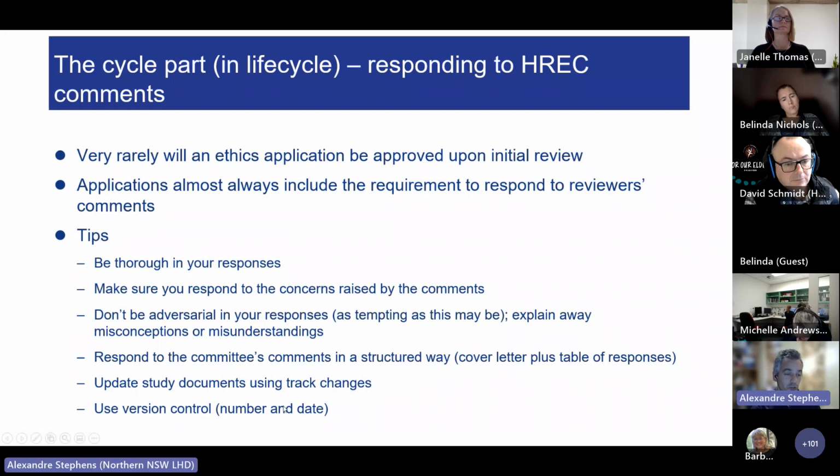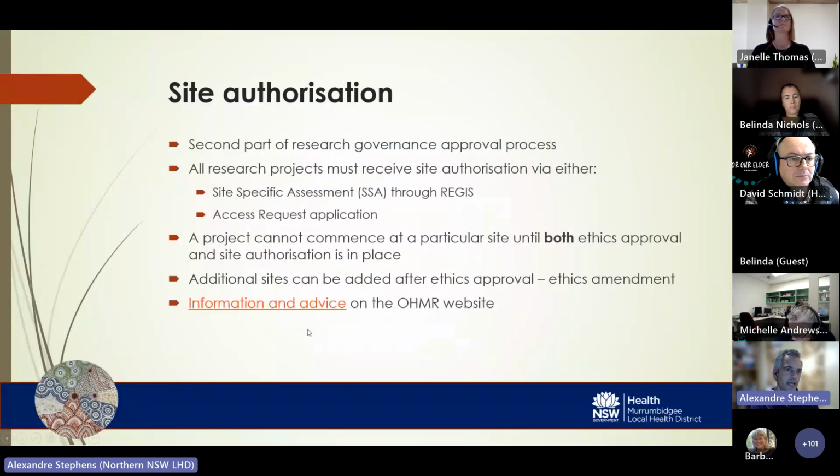Use track changes when updating your study documents. If not, it virtually becomes impossible for the committee to review the updates to your application. Often they'll just knock it back and say, resubmit with track changes. And again, in your revised submission, use version control, number and date.